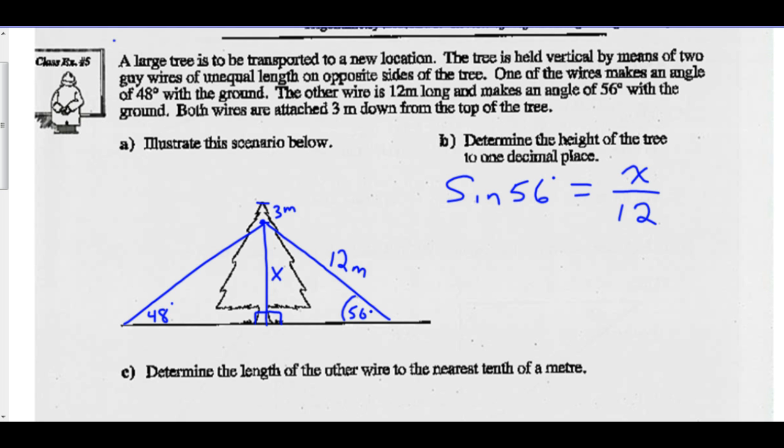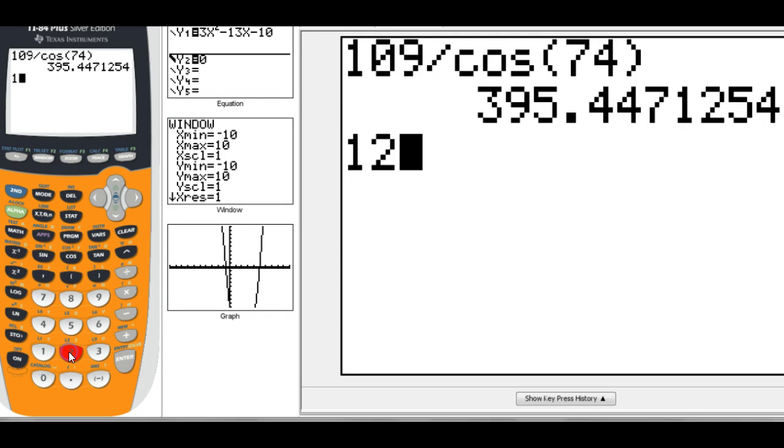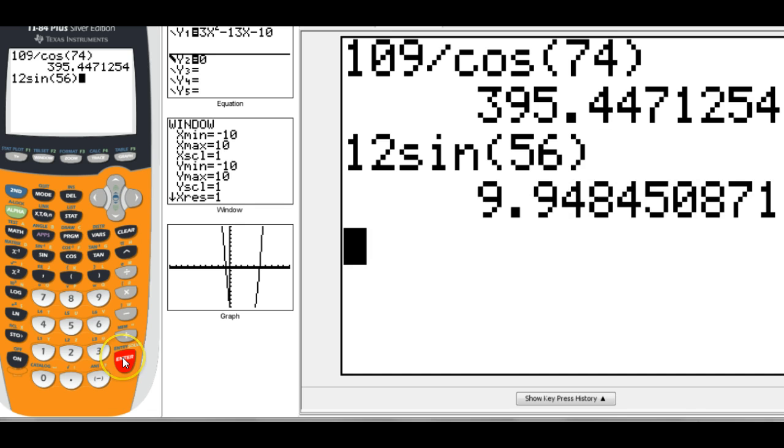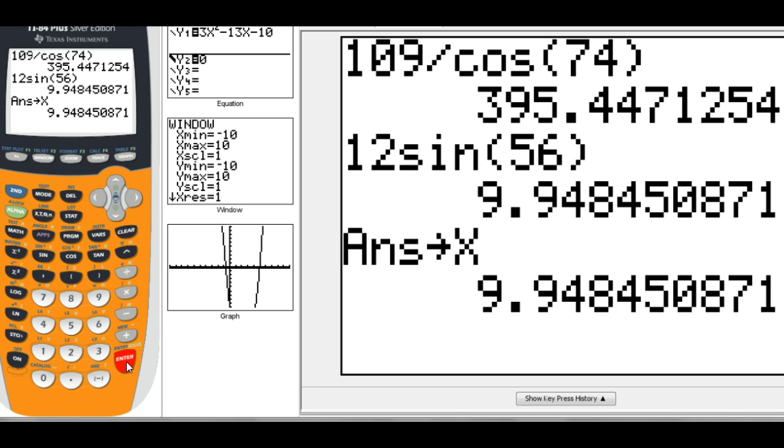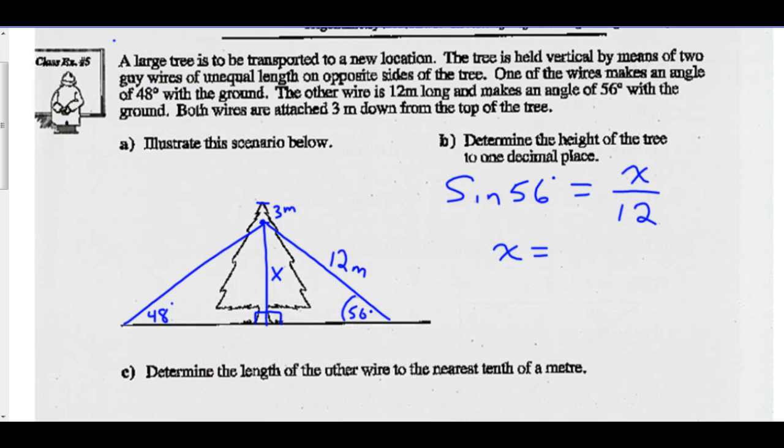All right. Let's solve that equation for x. Go to our calculator, and that'll be 12 times the sine of 56. That gives us 9.948. Now, I said we always want to keep our answers, so let's store this as variable x, so we won't lose it. So that's going to be 9.9 every time I type x in my calculator. So in my notes, I'm going to write 9.9 meters.